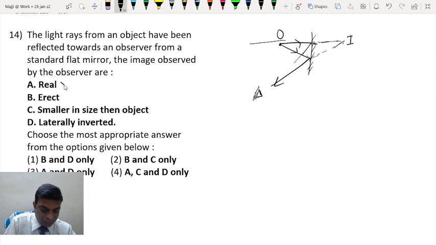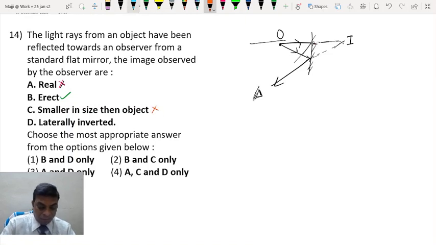So as you know, image is not real; it is virtual. So option A is wrong. It is erect. You know, plane mirrors always form an erect image, isn't it? You stand in front of a mirror, you can see your erect image. Then plane mirror always forms the image of size equal to that of the object. So therefore, smaller in size means this is also wrong.